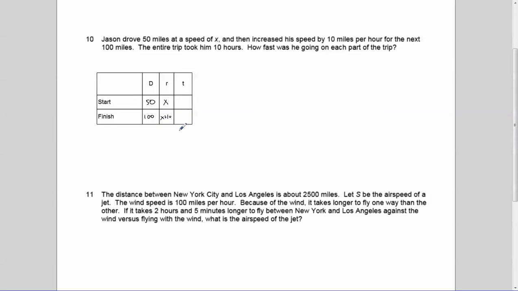The time it took was 10 hours, but remember t equals d over r. So for our time, we're going to say 50 over x at the beginning and 100 over x plus 10 at the end. So our equation is going to be 50 divided by x plus 100 divided by x plus 10 is equal to 10 hours because it took 10 hours total. We'll just solve this rational equation.